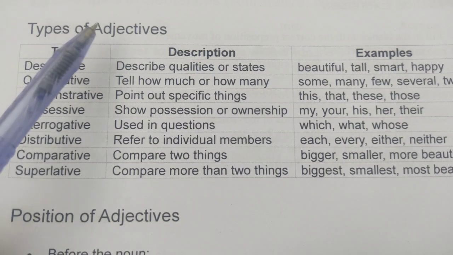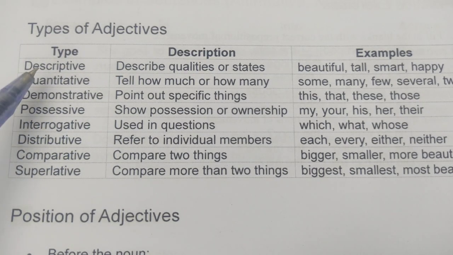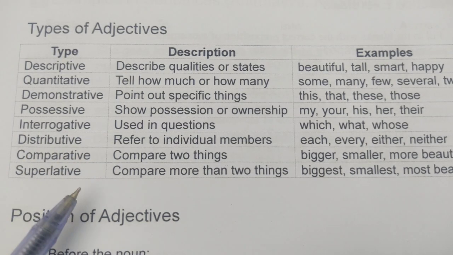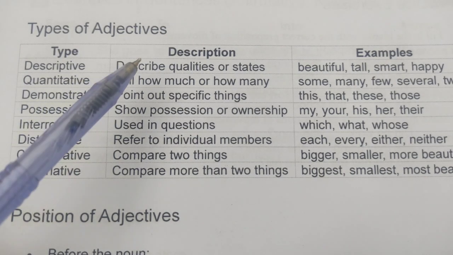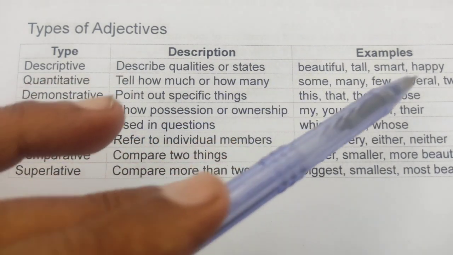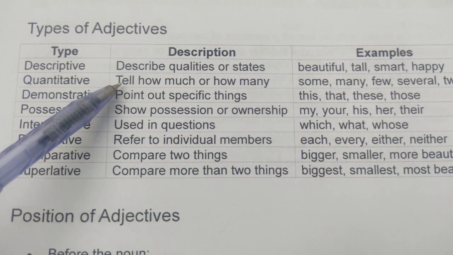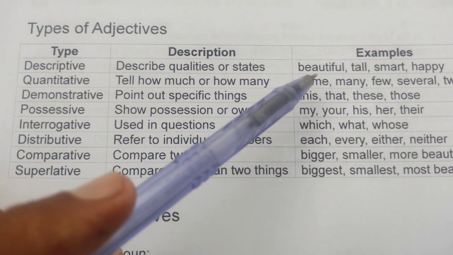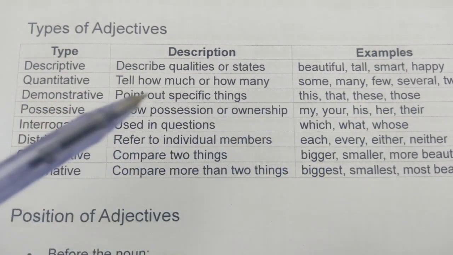Here we have types of adjectives: descriptive, quantitative, demonstrative, possessive, interrogative, distributive, comparative, superlative. Descriptive adjectives describe qualities or states. Example: beautiful, tall, smart, happy. Quantitative adjectives tell how much or how many: some, many, few, several, two.